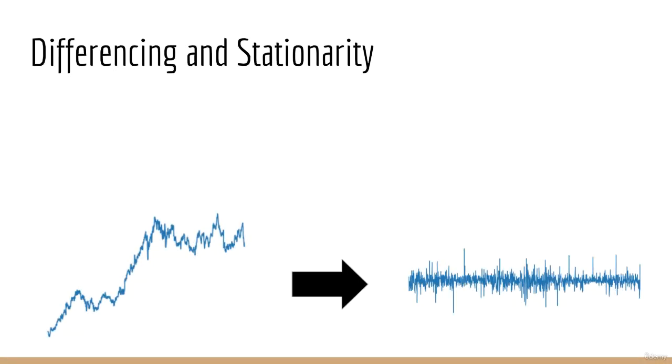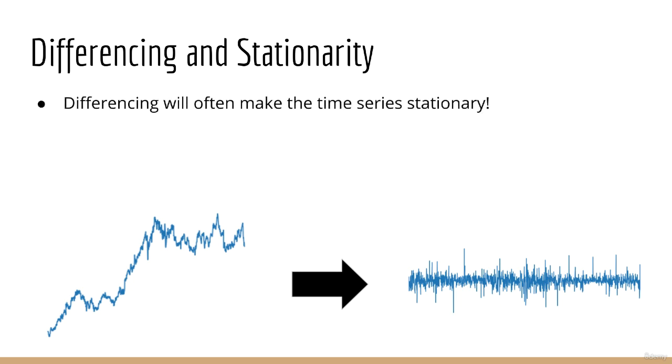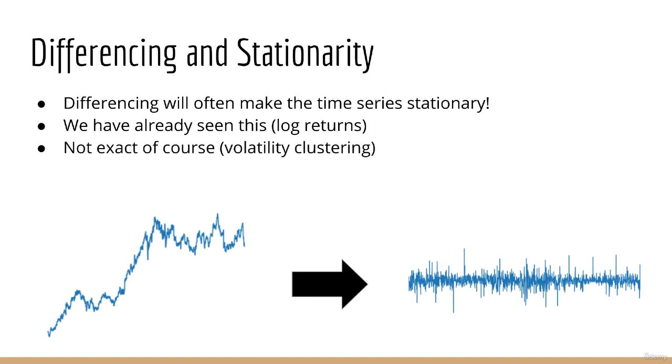So let's get back to stationarity. Now we know why stationarity is good. Well, it turns out that differencing a time series often helps to make the time series stationary. Now remember that when you're working with real data, nothing is exact and you're always approximating. Yes, we know about volatility clustering, so we know that the variance of the log return can fluctuate over time.